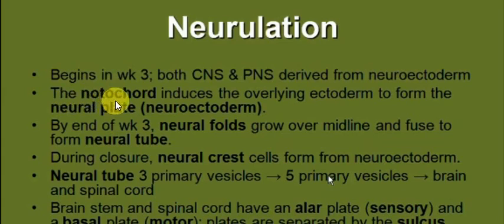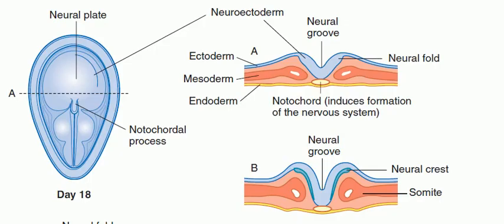But the notochord has to be present in order to induce the overlying ectoderm to form the neural plate or the neuroectoderm. The notochord is a part of the mesoderm, and if it is not present, it will not be able to induce the ectoderm lying just above it to form a thickened plate of cells, which is known as the neural plate. This is the neuroectoderm, and it will give rise to all the neurons of the CNS as well as the PNS. As shown in this diagram, we are looking at the embryo from above.